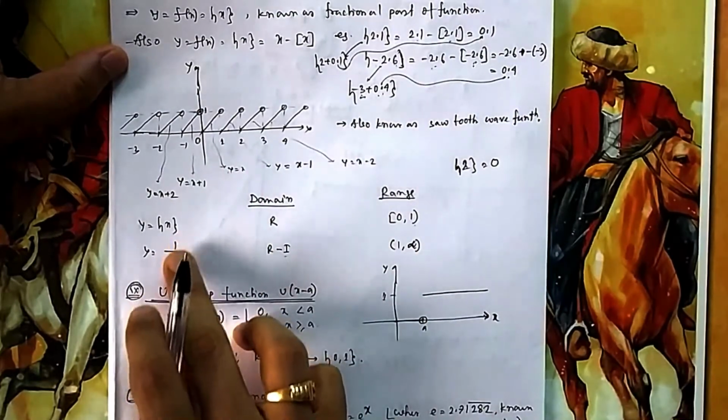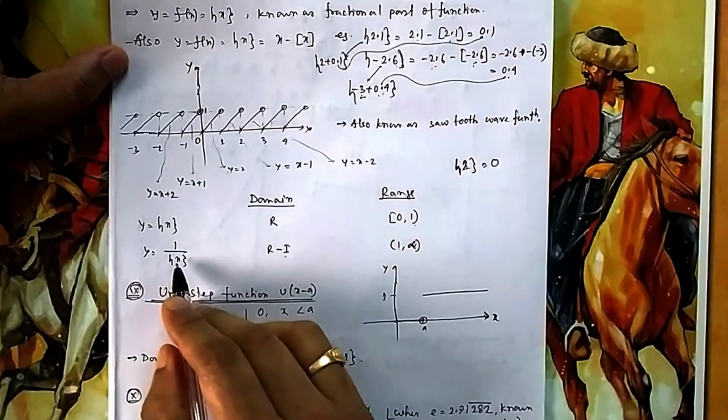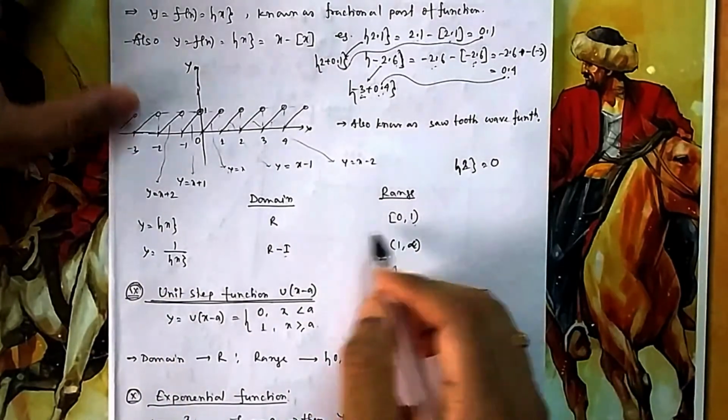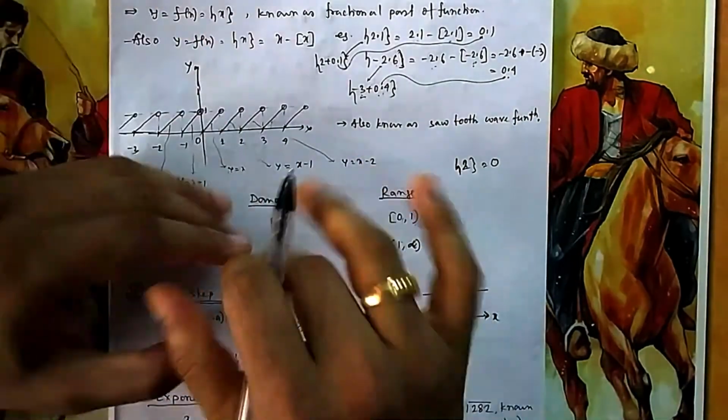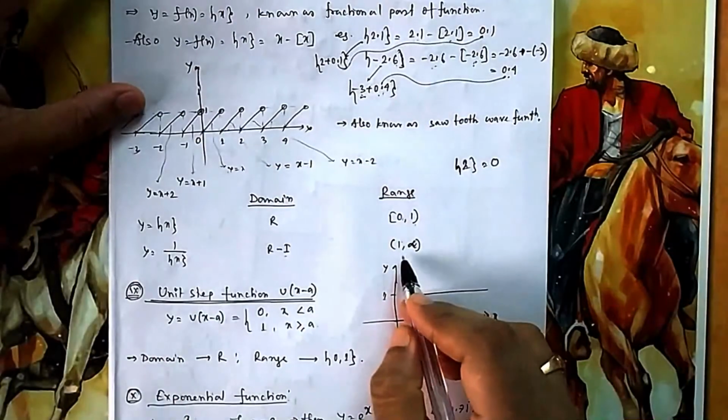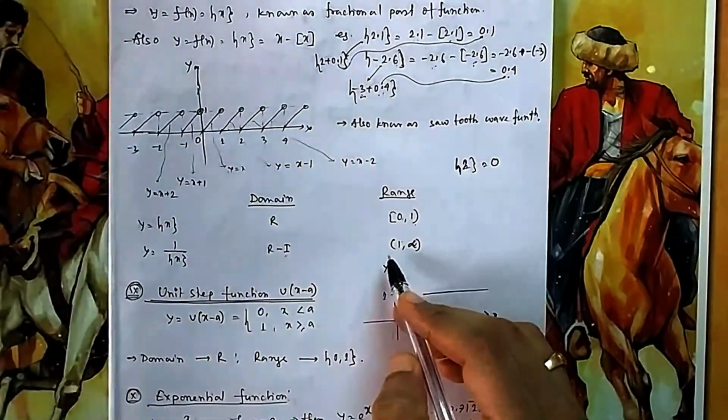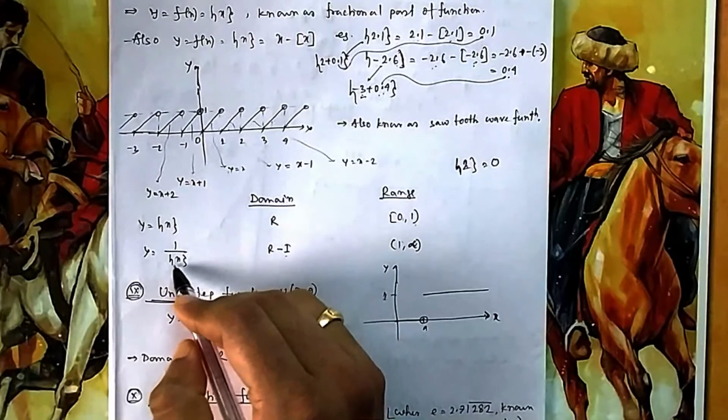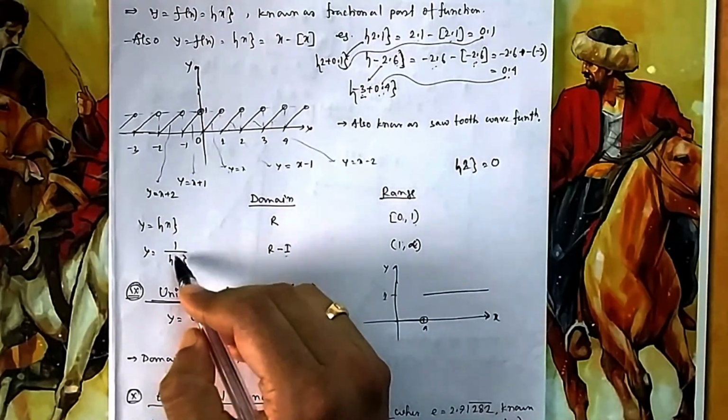You don't want the denominator to be 0. So in that case, what will be your output? If you take 1 by this one, with output in 0 to 1, when you invert it, it goes beyond 1. So it is from 1 to infinity. It cannot be 1, because this cannot reach 1, so its inverse also cannot reach 1.